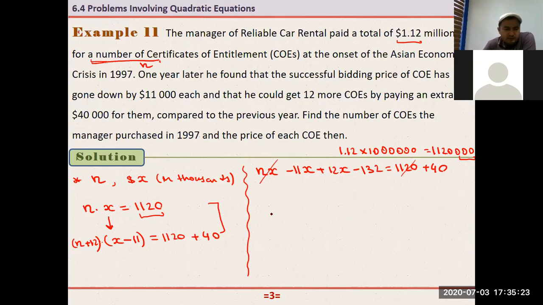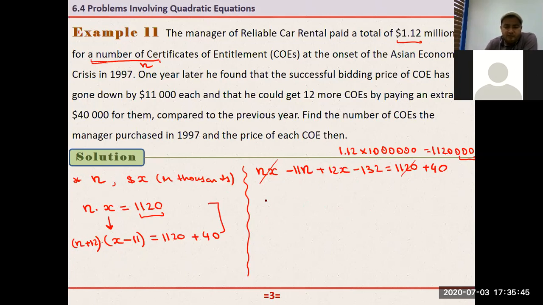What is missing here? N times 11. Oh, this should be 11n, because n times x, and n times negative 11, negative 11n. And here we have 12x and negative 132. So let's write everything in terms of x.